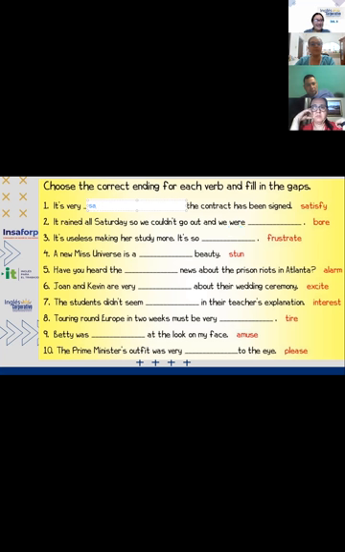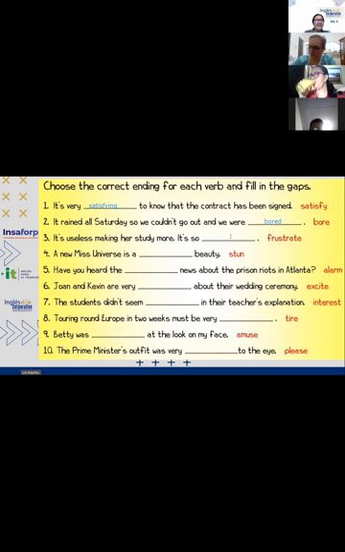Okay, satisfying. Satisfying, right? It's very satisfying that the contract has been signed. Okay, it rained all Saturday, so we couldn't go out and we were? Frustrating. Yeah, that is the number three. Yeah, but the number two? We were bored. Right. It was raining all day on Saturday, so we were bored because we couldn't go out.